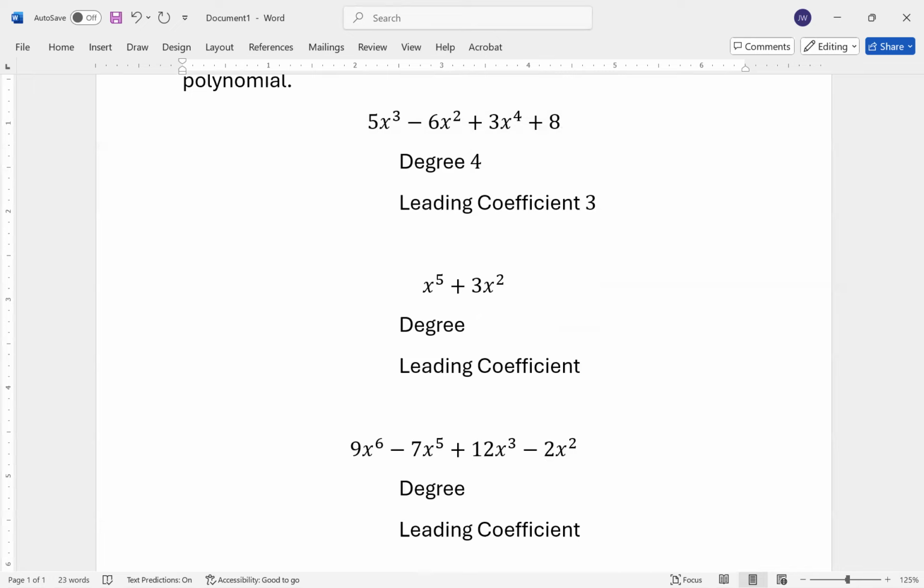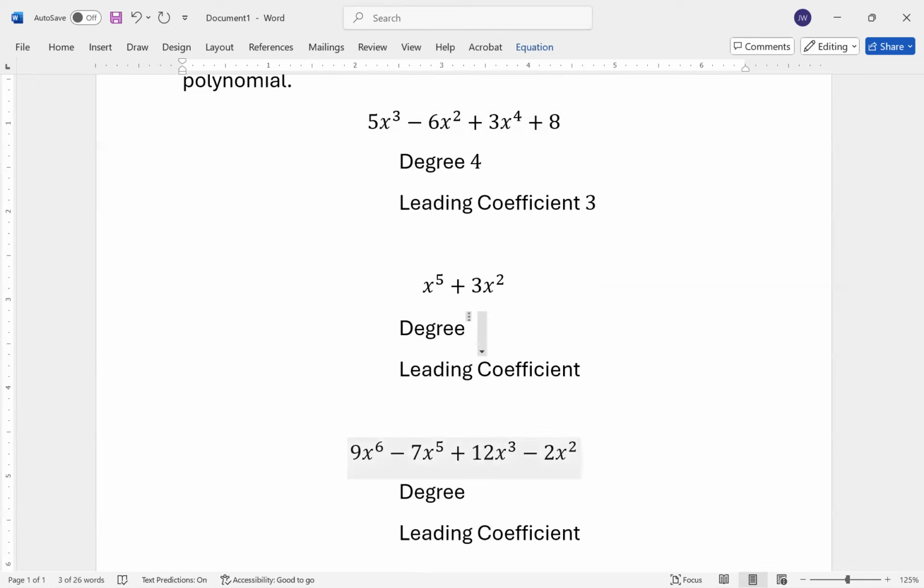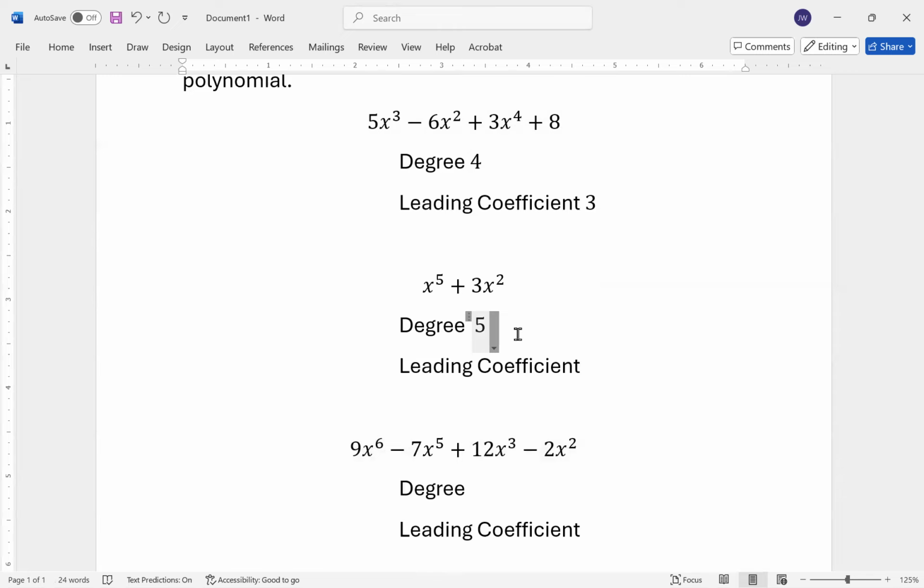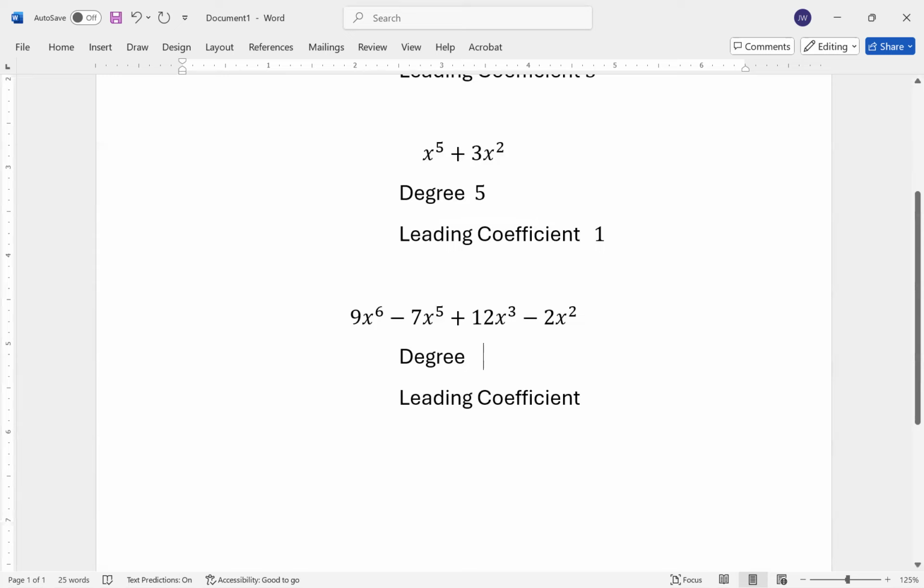In the second problem, the degree is 5. Clearly, we have an x to the 5th term, and the lead coefficient, that's the coefficient on x to the 5th, is an implied 1. Lastly, we have 9x to the 6th, so the degree of that polynomial is 6. The lead coefficient of that polynomial is 9.